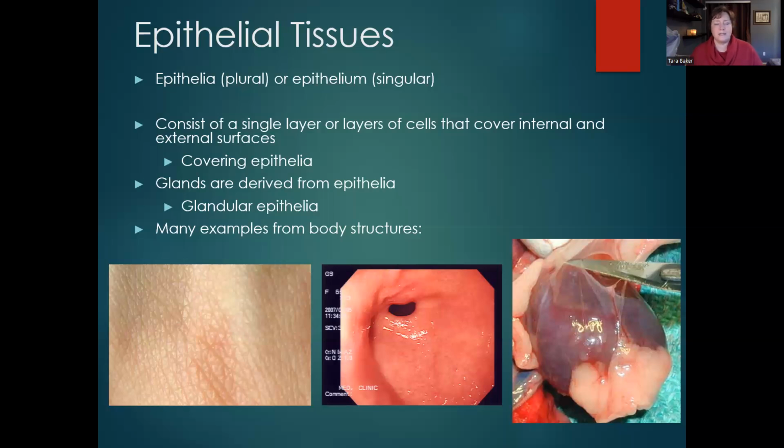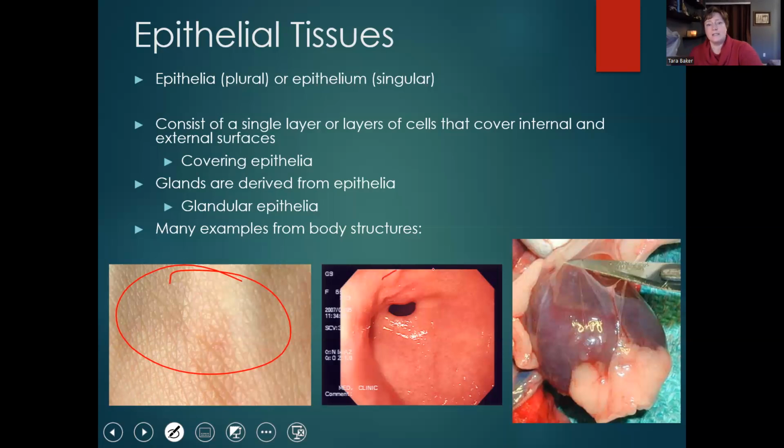So in these pictures, you can see skin. Your skin is epithelial, and that's a waterproof covering for your entire body. This is the inside of your digestive tract. The inside of your digestive tract is lined with a membrane or a tissue. That tissue is epithelial tissue. And then here in this picture, you can see that this organ is wrapped with a tissue, and that tissue is made out of epithelial cells.